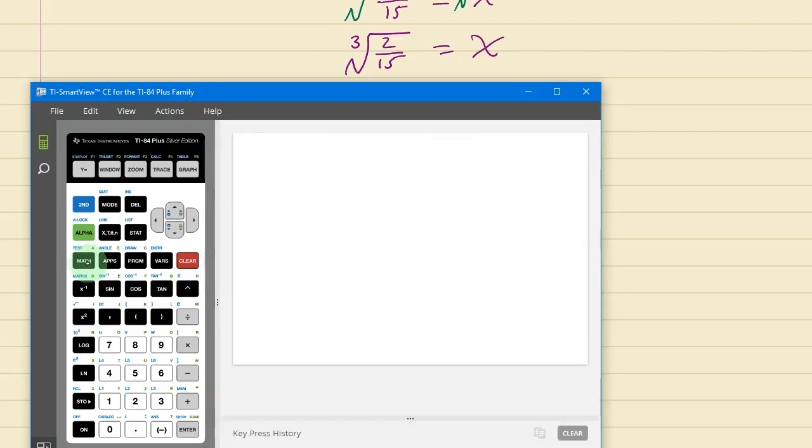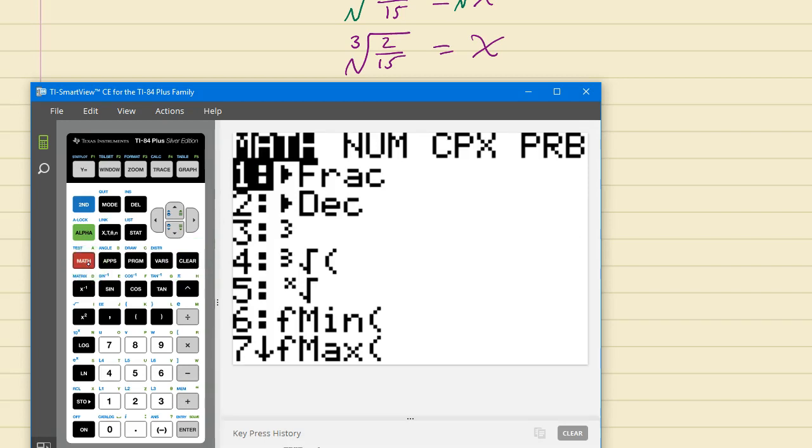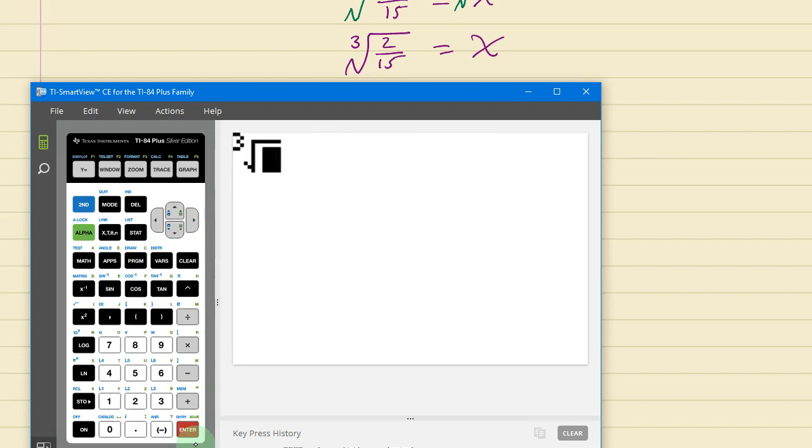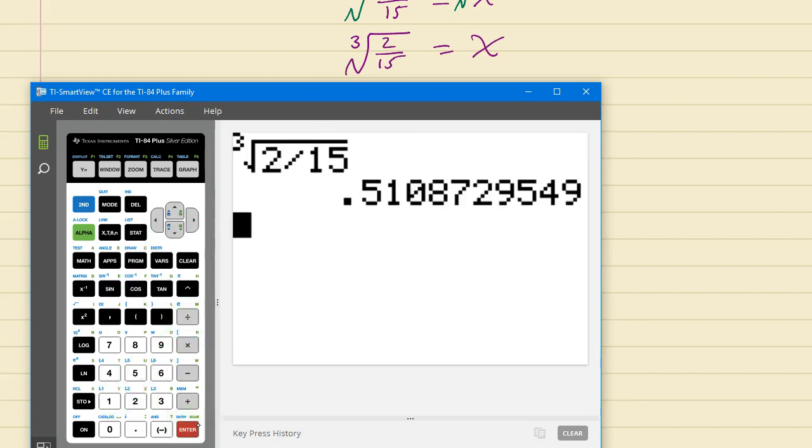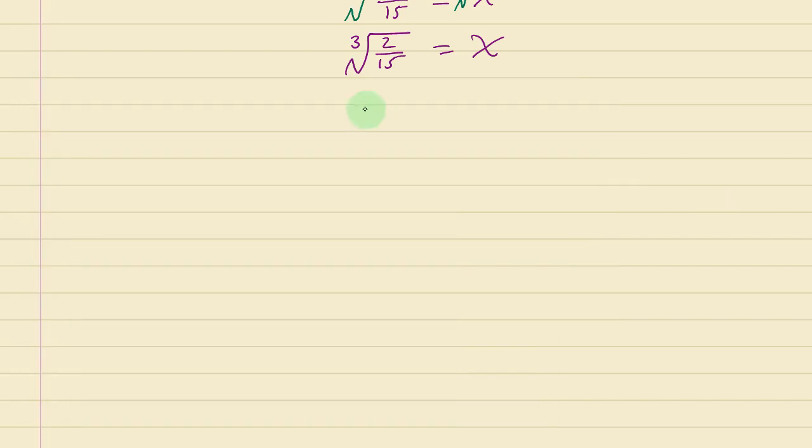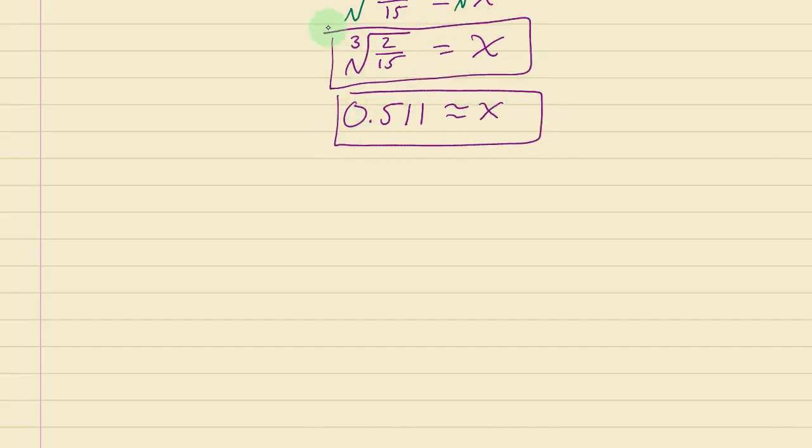So remember, the cube root button is in the math menu here. Go down to number 4, or just press the number 4, of course, to get to that. And we're going to do the cube root of 2 divided by 15. And the approximation, you could call that 0.511. Both of these are fine answers. One is an approximation and one is exact.